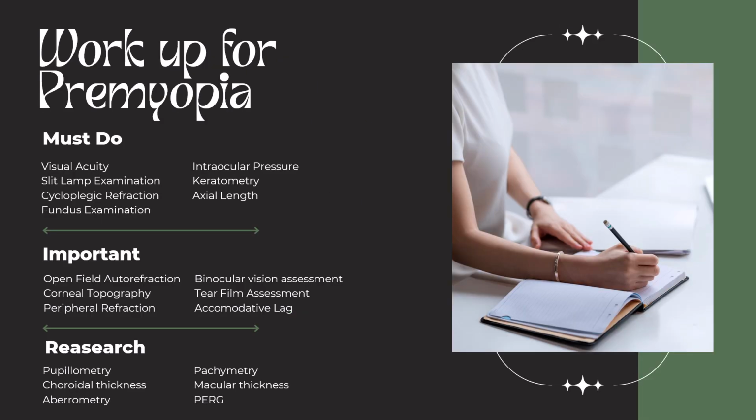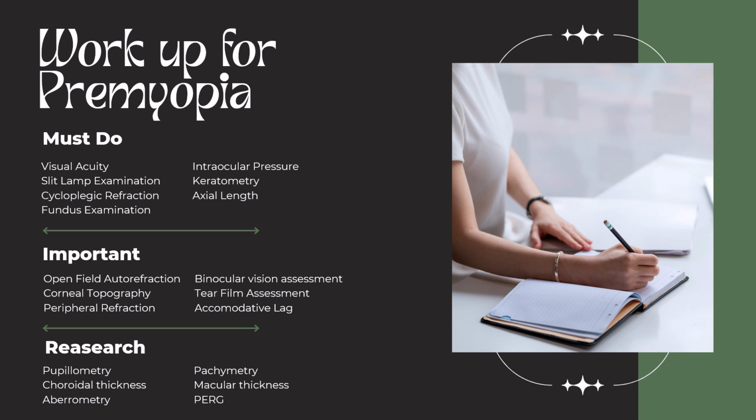So workup for premyopia, there are some tests you must do. This is very similar to what we have already seen for myopia progression. So I will not go into a lot of details of it, but we will just touch upon it. Must do, obviously, you will be doing visual acuity, slit lamp examination, cycloplegic refraction, fundus examination, intraocular pressure, keratometry, and axial length. And now you will add axial length upon corneal radius ratio, since you have already done axial length and keratometry. These are the important workups.